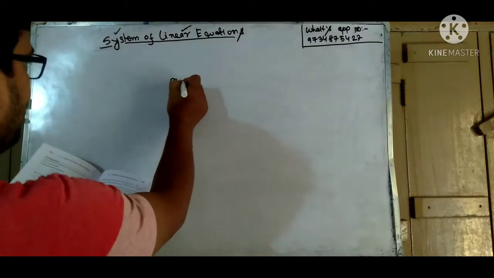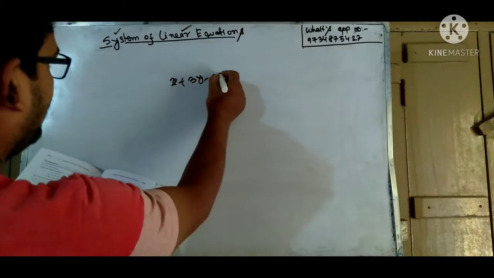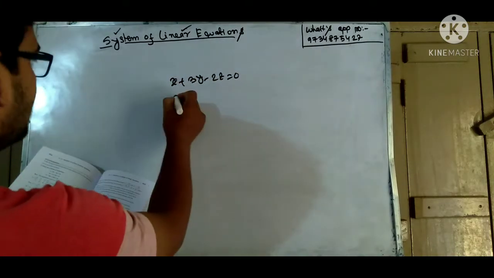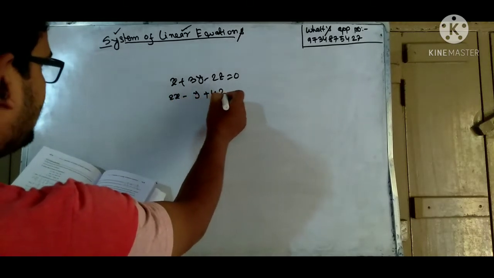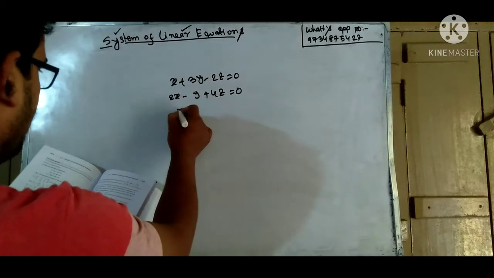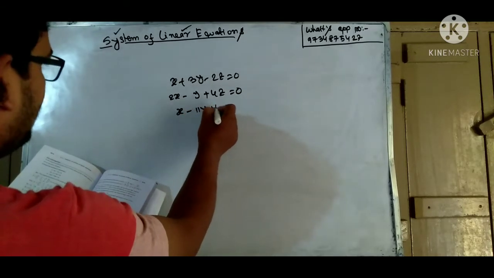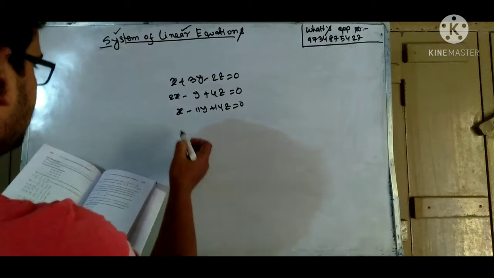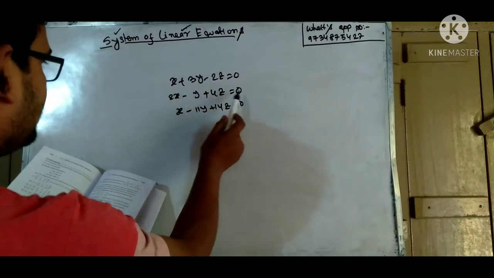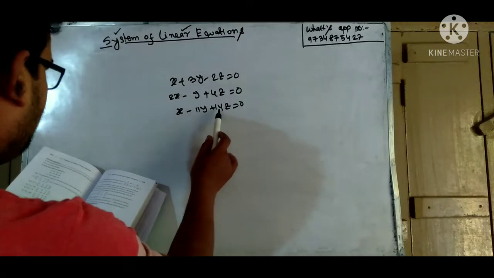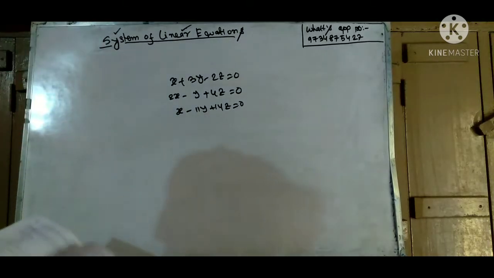Let us first take the equations x plus 3y minus 2z equals 0, 2x minus y plus 4z equals 0, and x minus 11y plus 14z equals 0. So, clearly this is a system of linear equations.